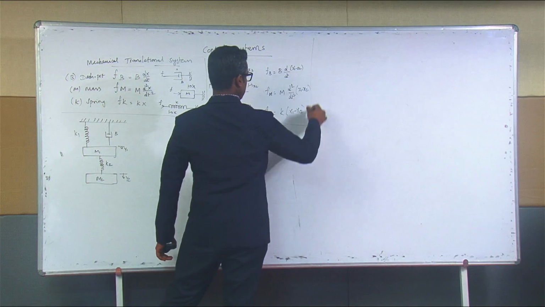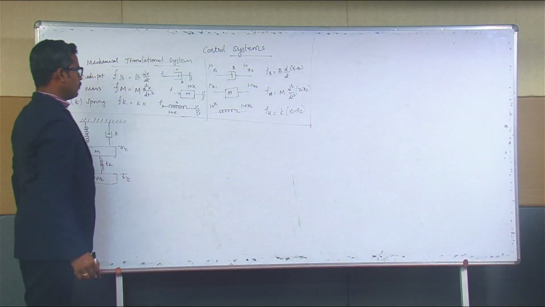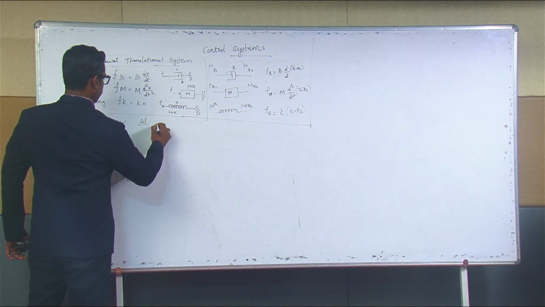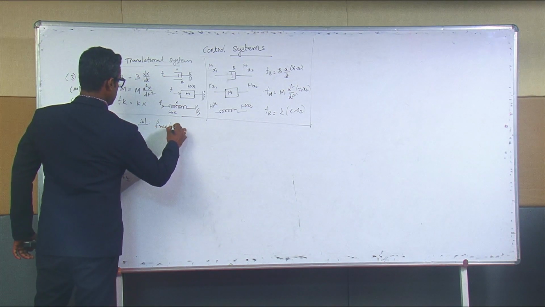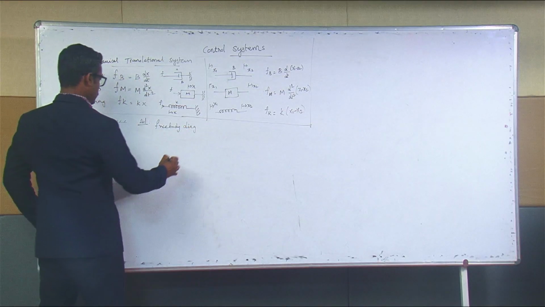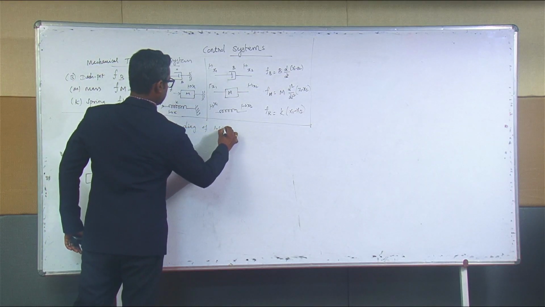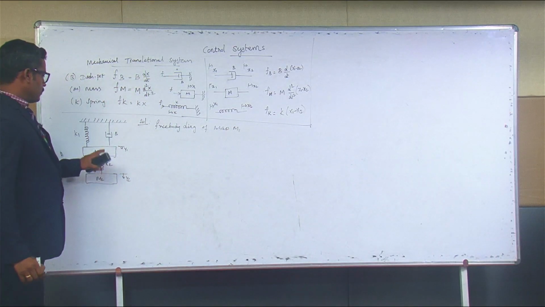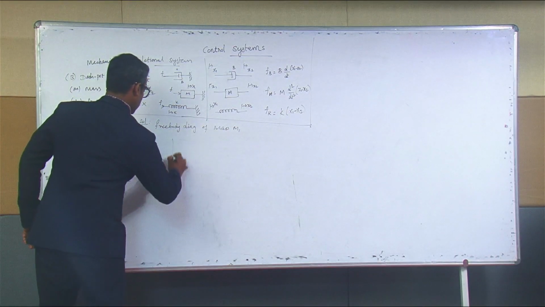So this is a basic equation. Okay, we'll have it on the board. So the first one is the solution: the free body diagram of mass m1. Okay, so we are writing the free body diagram.